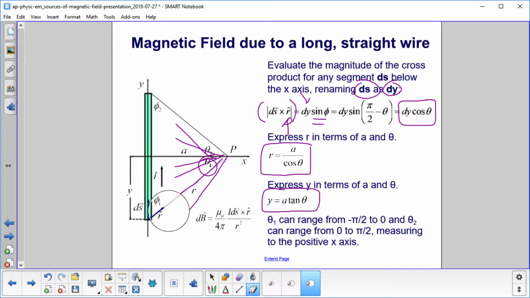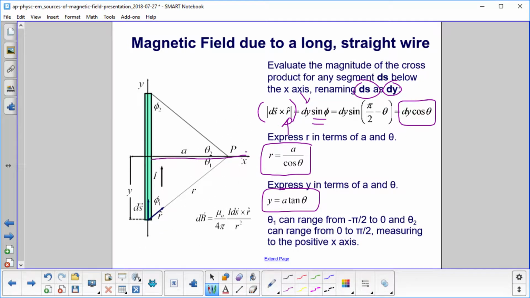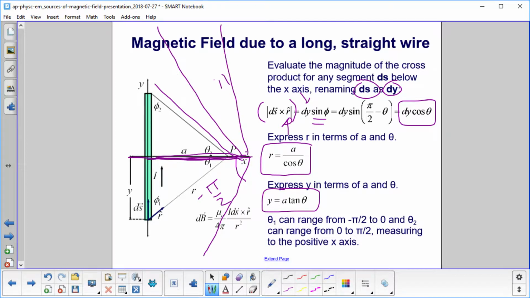So let's see what theta can range from. This is our reference point, so if we're at infinity, theta is going to equal what? What will this angle be? We'll call it minus pi over 2, and then we'll slowly integrate down from minus pi over 2 until theta is 0, which is right there. And then we'll continue integrating along the line until we get to what? Pi over 2. So our limits of integration will be negative pi over 2 to 0 for the side below the x-axis, and 0 to pi over 2 for the side above the x-axis.